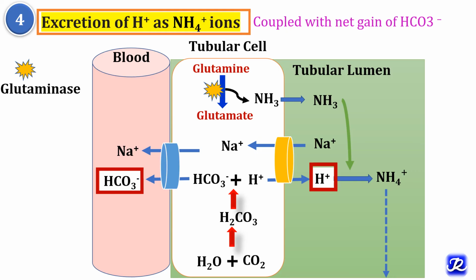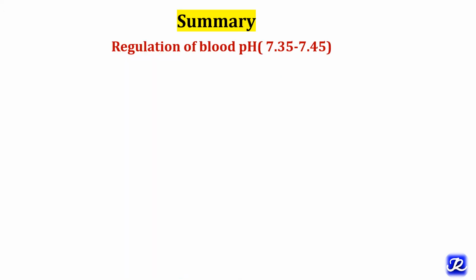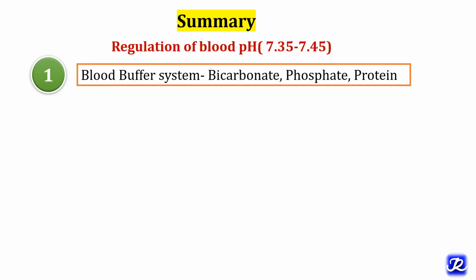So this is how, by these four different mechanisms, kidney exerts a very important role in regulating acid-base balance. So let's summarize the topic. Regulation of blood pH is brought about by three different mechanisms. The first one is blood buffer system. Bicarbonate buffer is the most important extracellular buffer. There are other important buffers, which are phosphate buffer, protein buffer, hemoglobin buffer. But this blood buffer system is a temporary mechanism for regulation of blood pH.